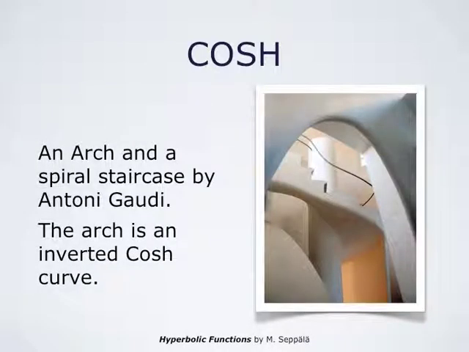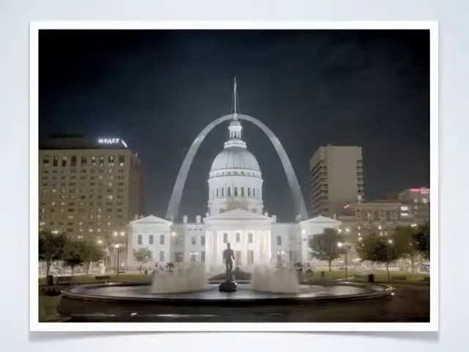The famous Catalan architect Antoni Gaudí has used hyperbolic cosine extensively in his work. Here is an arc and a spiral staircase by Gaudí. The arc is an inverted hyperbolic cosine curve. And here is yet another look at the Gateway Arc of Eero Saarinen in St. Louis, Missouri.